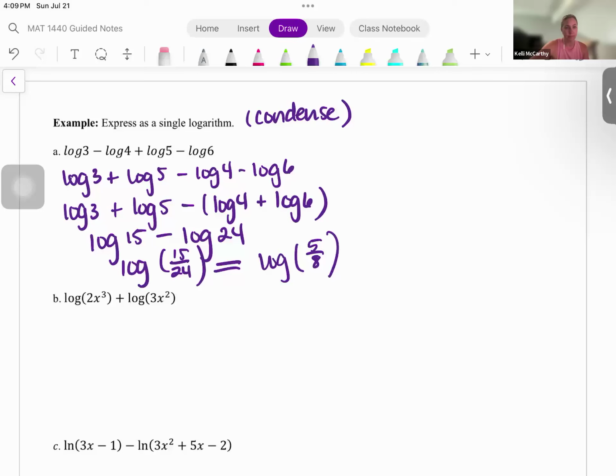So again, I like to make it so that the very last thing I'm condensing is two logarithmic expressions being subtracted. So I can set up my numerator and my denominator as a quotient.